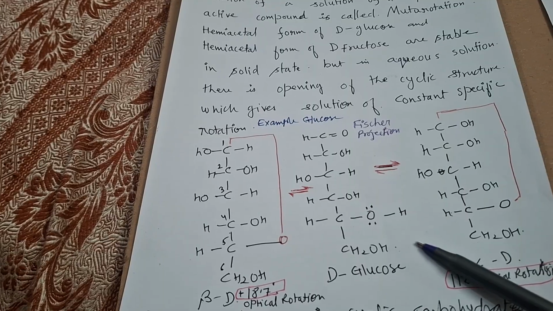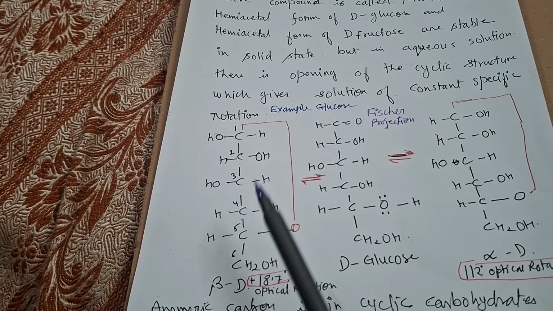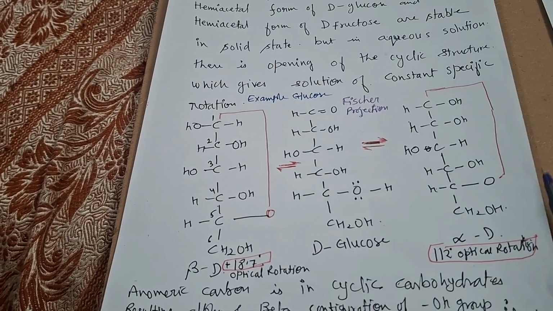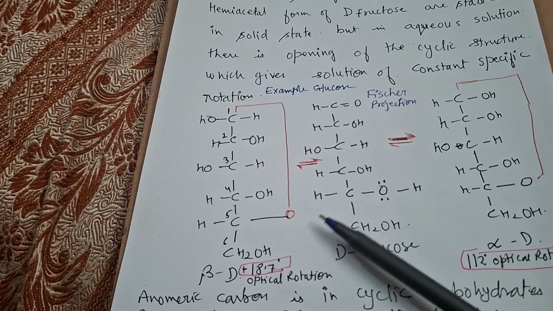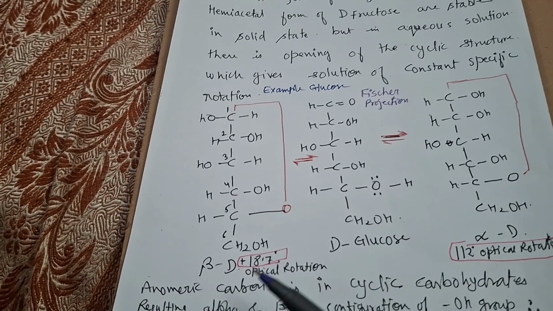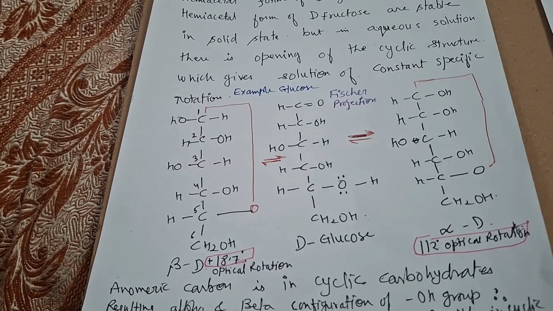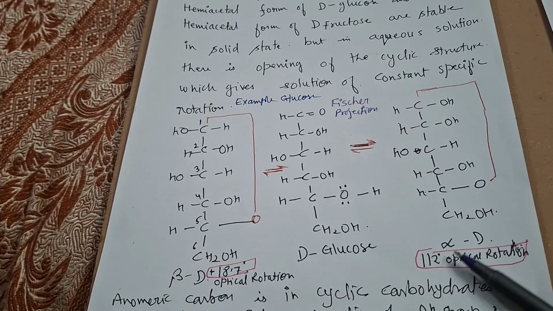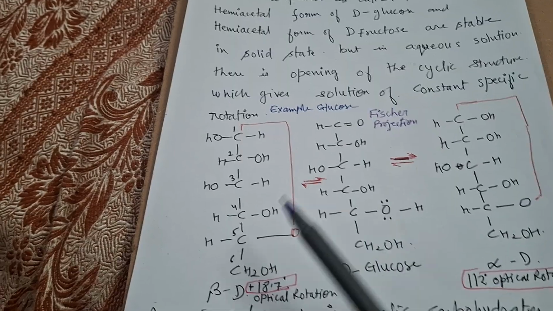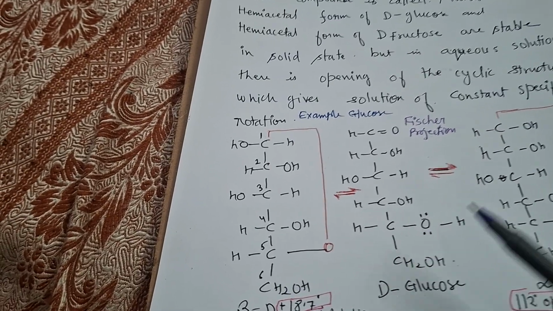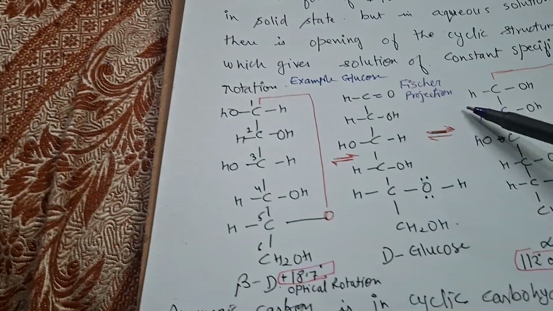Okay, so in equilibrium we see that beta D glucose and alpha D glucose are stable in solid state, but in aqueous medium they are interconvertible. See here, the angle is 18.7, it is converted into the other D glucose and then the angle changes to 112 degrees when it is converted into alpha D. Like that alpha D converted to beta glucose and then the angle is 18.7. This interconversion takes place and this is the hemiacetal form of the glucose.